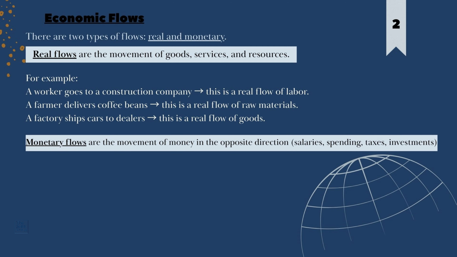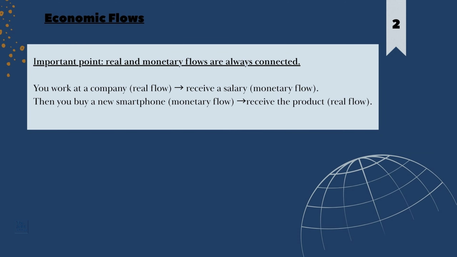Monetary flows are the movement of money in the opposite direction: salaries, spending, taxes, investments. Example: a company pays a worker's salary. A factory pays a farmer for coffee. Important point: real and monetary flows are always connected. You work at a company, real flow, receive a salary, monetary flow. Then you buy a new smartphone, monetary flow, receive the product, real flow.